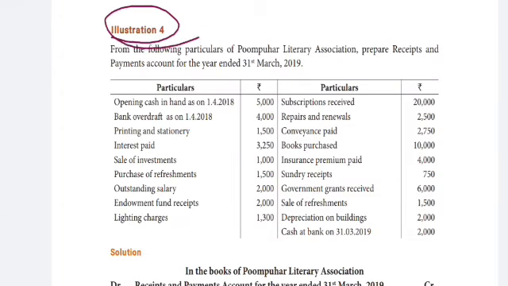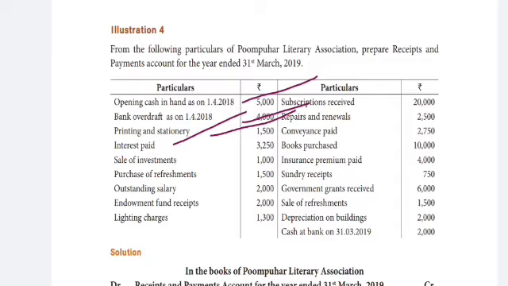One illustration, fourth sum. Prepare receipt and payment account for the year ended 31st March 2019. See the particulars. The next one, amount. Opening cash in hand 1/4/2018 5,000. Bank overdraft 1/4/2018 4,000. Printing and stationery 1,500. Interest paid is a payment side. Sale of investment is a receipt side. Purchase of refreshment is a payment side. Outstanding salary is a payment side. Endowment fund receipt is a receipt side.